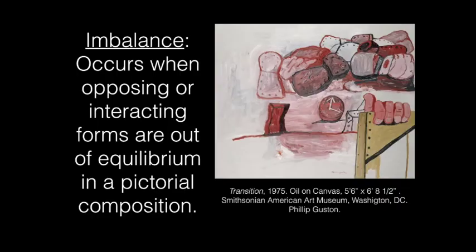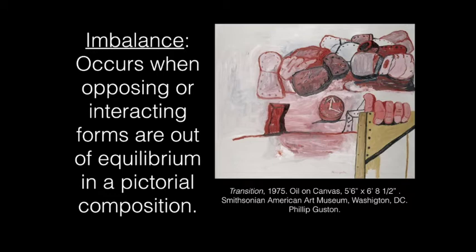All right, imbalance. Imbalance occurs when opposing or interacting forms are out of equilibrium in a pictorial composition. So in this piece by Philip Guston called Transition, we see that there's a bunch of stuff piled up on the top and not much at the bottom, not many images represented, and then everything is slid to the right of the scene. So there's nothing on the left side. So things are not really where they should be, and there aren't equal and opposing forces on all sides.